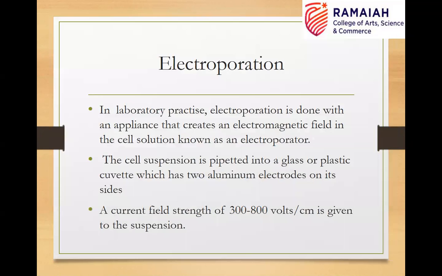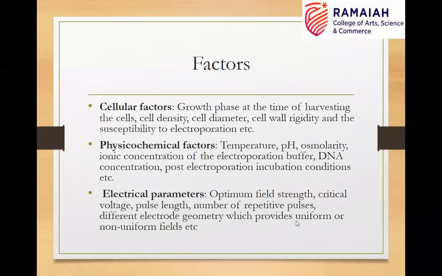In the laboratory, electroporation is done with an appliance that creates an electromagnetic field in the cell solution, which is known as the electroporator. As I told you, in this apparatus the cell suspension is pipetted in the glass or plastic cuvette. It has two aluminum electrodes on its sides, as I have shown in the diagram. Then an electric field strength of 300 to 800 volts per centimeter is given to the suspension.